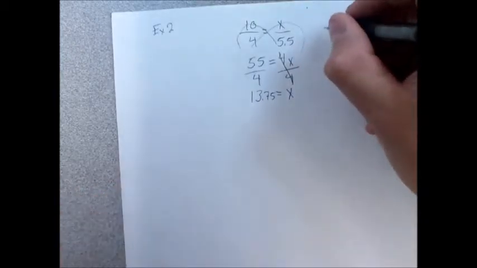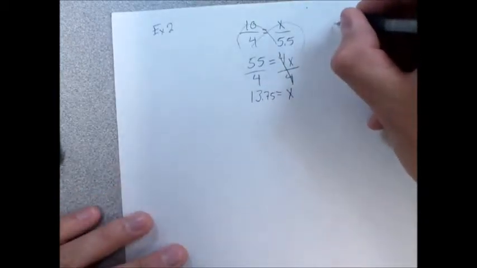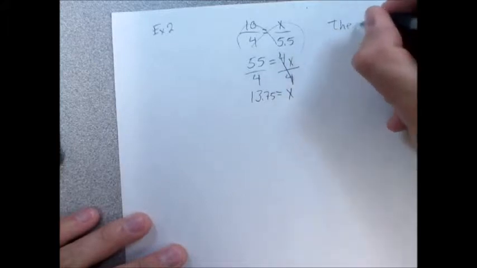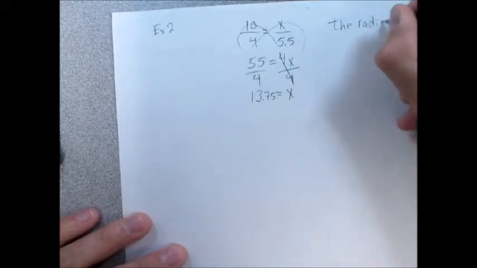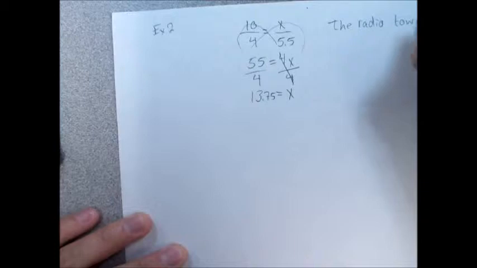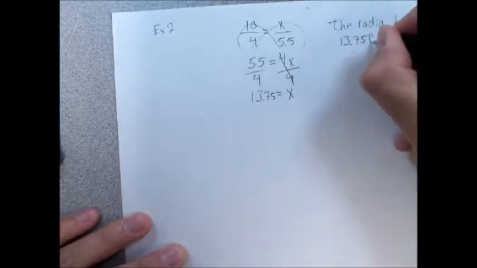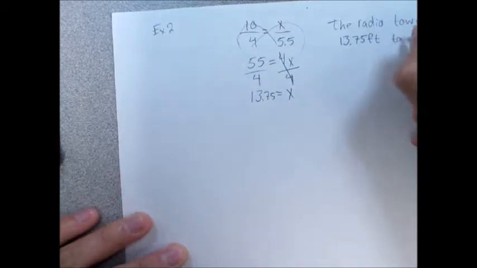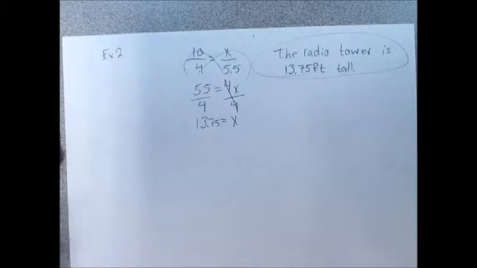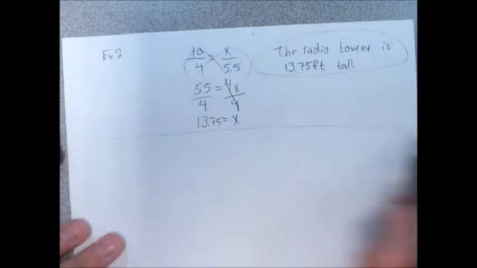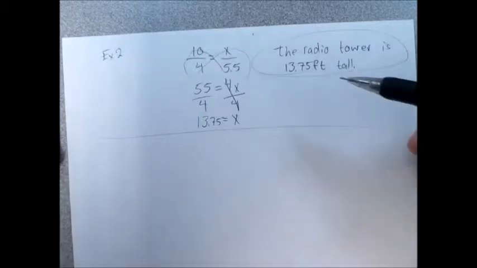Therefore, this radio tower that we were actually measuring on this one is 13.75 feet tall. And that's the end of my sentence. So here's the answer to my question. It asked how tall the radio tower was, and there we go. Okay, you can't just identify the variable. We have to label it and then put it to answer the question.